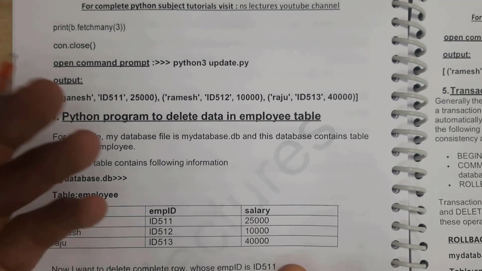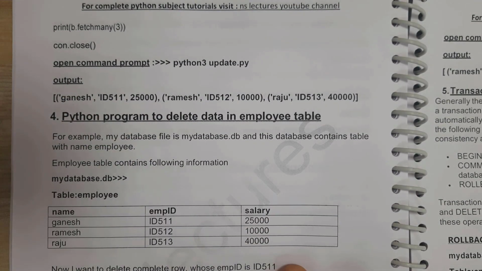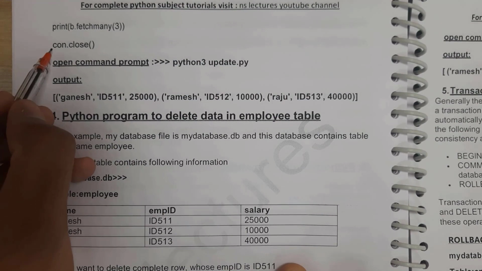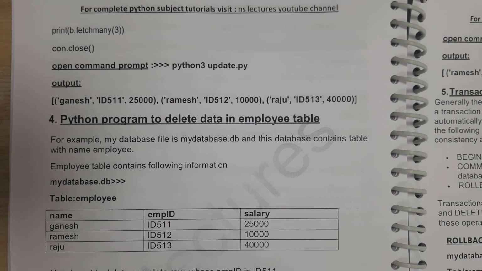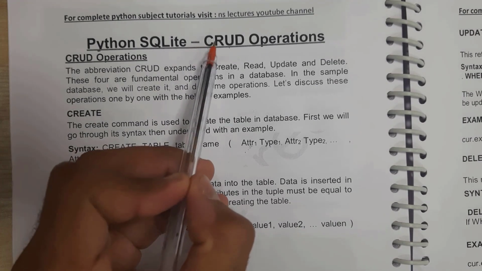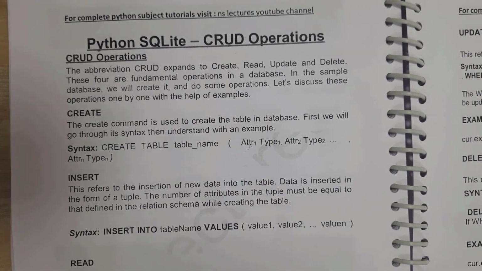This is my output. After performing all these operations, at last we need to close our database. So just write here connection dot close. This is the program in order to update data which is present in a table in my database. Till now I explained create, read and update. Next I will explain delete.